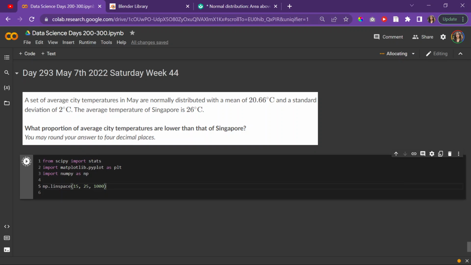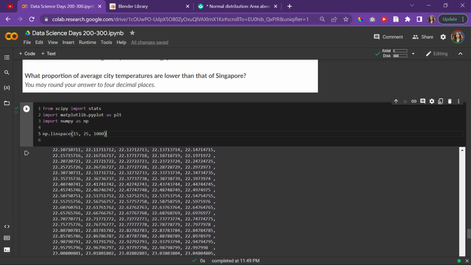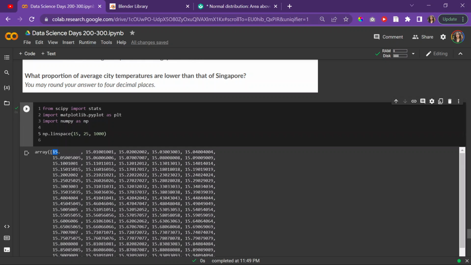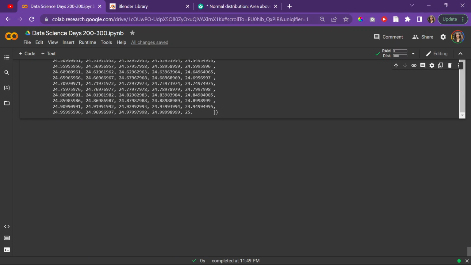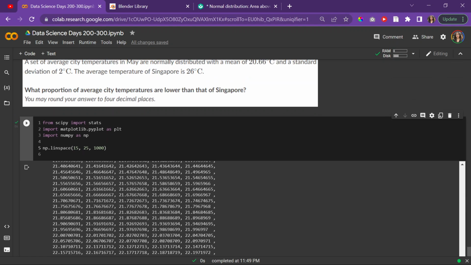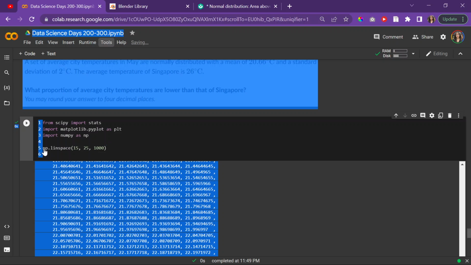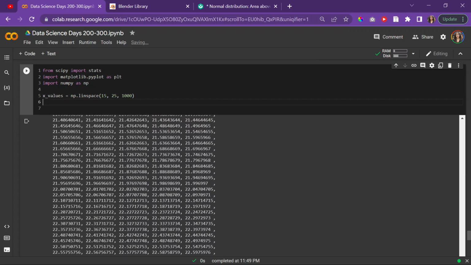If I run that, it gives me an array that starts at 15 and ends at 25, with 1,000 values in between. If I scroll all the way up, it starts with 15, and if you scroll all the way down, it ends at 25, and you can see there are 1,000 values between those two numbers. What happened? Oops, I think I selected everything. Okay, so I'm going to set that equal to a variable called x_values.